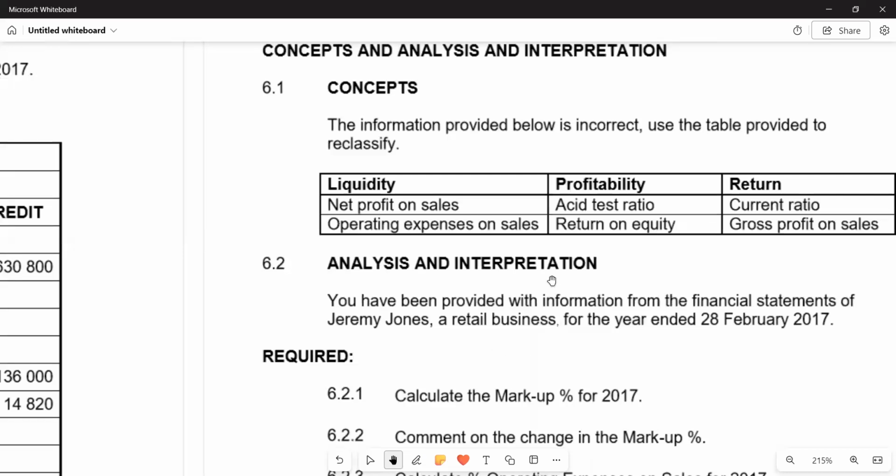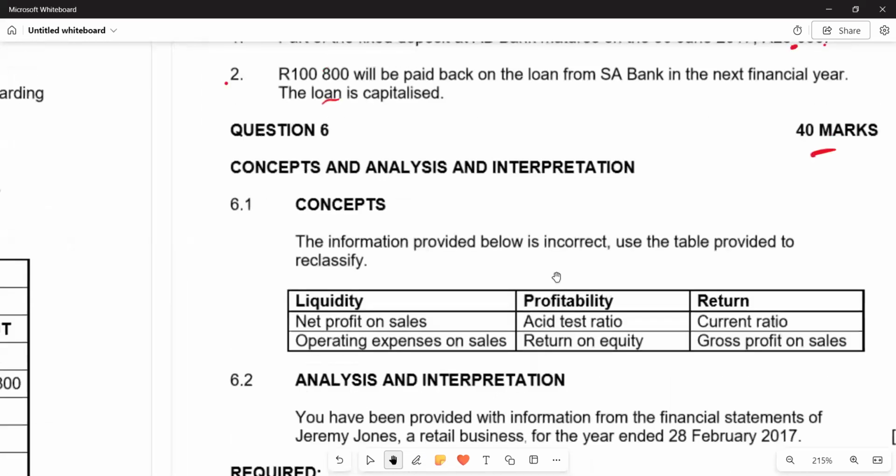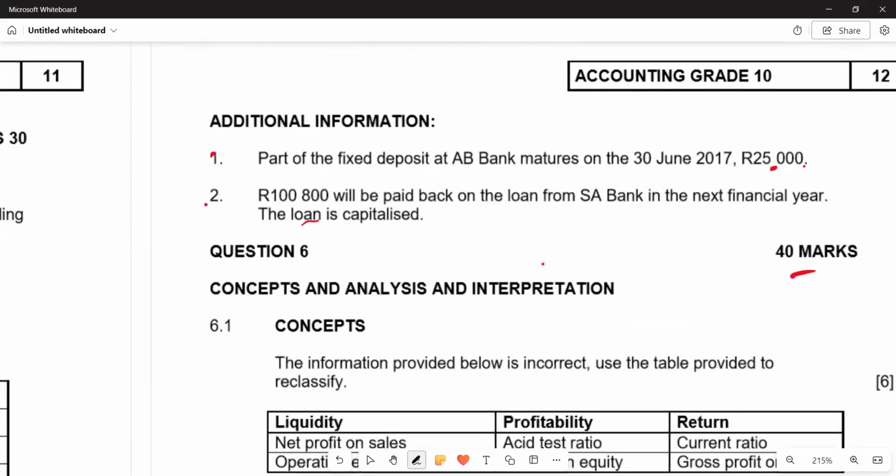The figure that we have for current portion of loan is 100,800 rands, which will be paid back on the loan from SA Bank in the next financial year. And we said this 100,800 will be transferred to become current portion of loan. So we are going to subtract it from the figure of loan, which is 440,000.